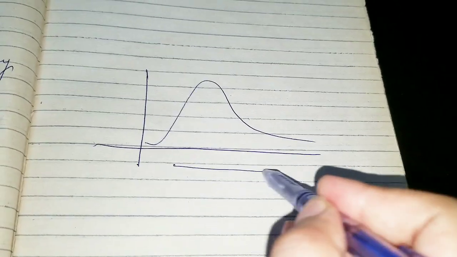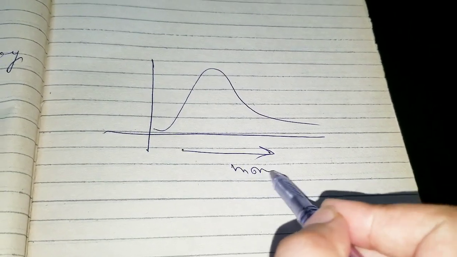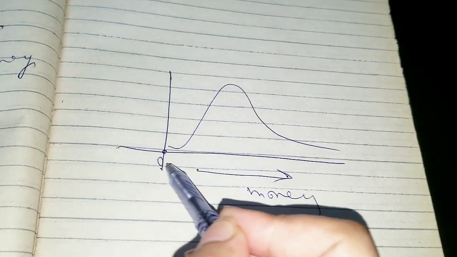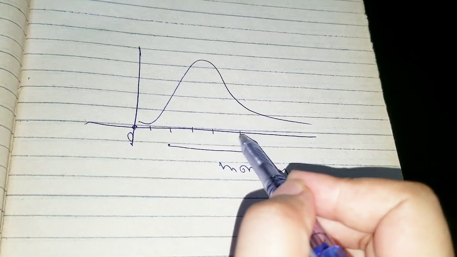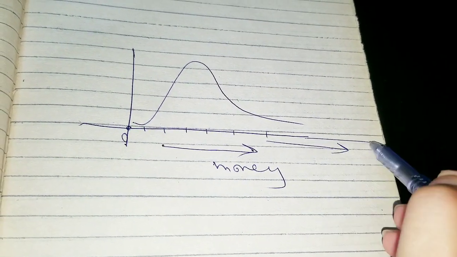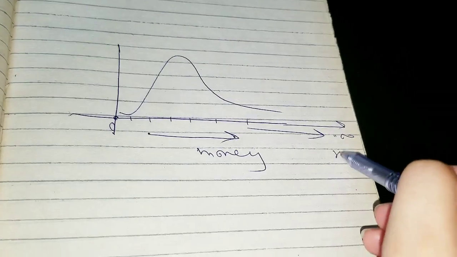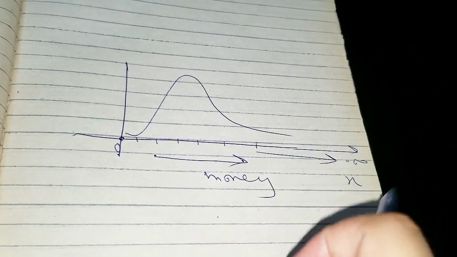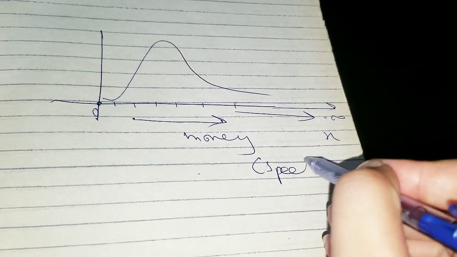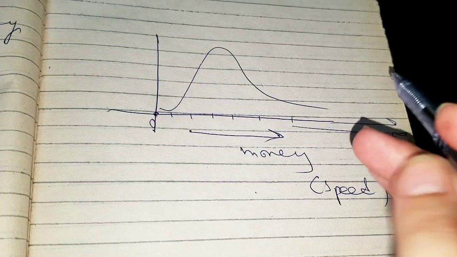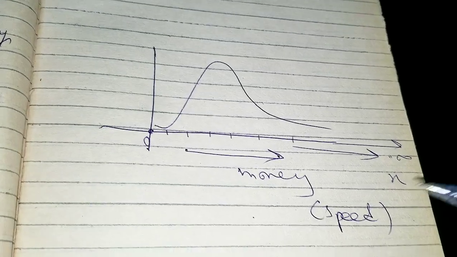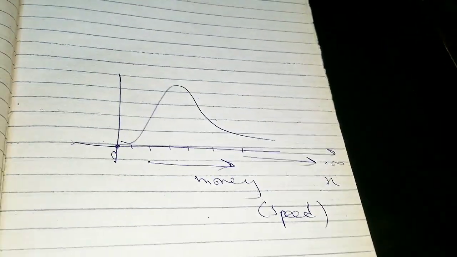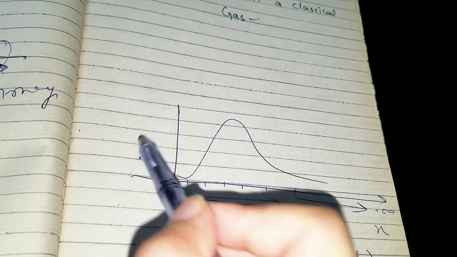So let me draw it here in clear form. Let's say on the x-axis we have money. It's zero money, 0 rupees or dollars, for example $1, $2, $3, $4, $5, and it is increasing to infinity right here. This is the x-axis that shows money, and you can replace it with the speed of particles equivalently. I'm using this money analogy because this is something that we can easily understand, and after replacing money with speed you can easily understand what the distribution function tells us.